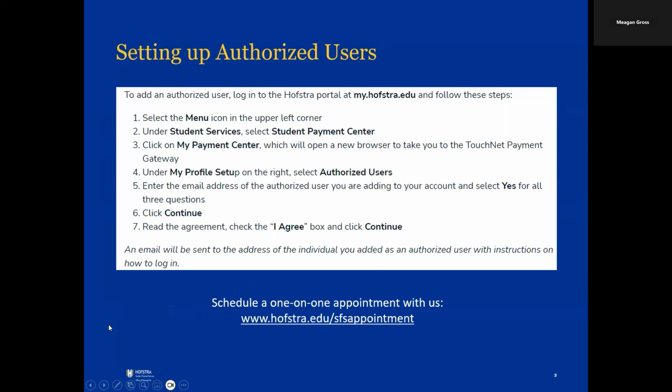Now, actually setting up an authorized user, the student would do this through their student payment center by following these instructions here. They'll log in to their portal, select student services from the left menu, then student payment center, and then select my payment center, which will launch a separate tab so that they're in their payment center. Then under the My Profile Setup, on the right-hand side, they'll select authorized users, and then they'll be able to add the email address of the individual that they'd like to add as an authorized user.